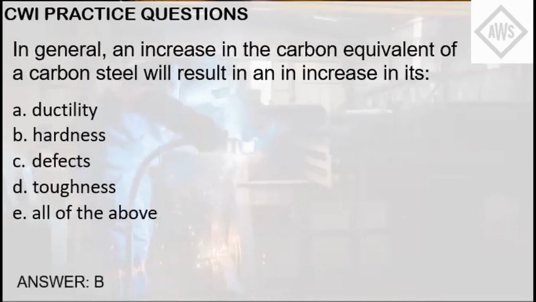Similarly, an increase in carbon also increases the tensile strength. Hardness and ductility work opposite to each other, so that's the answer. Defects do not have anything to do with this and are caused by several factors such as workmanship, poor preparation, poor heat treatment, etc. Toughness is the ability of the material to absorb energy without fracture and can be measured through impact testing, which leaves us with the answer here, letter B.